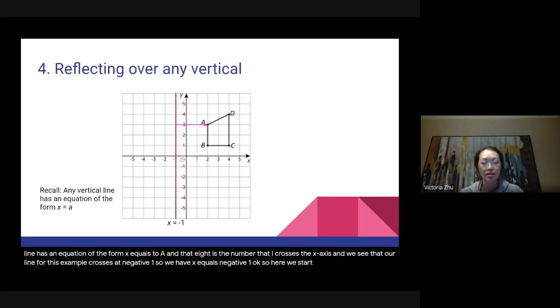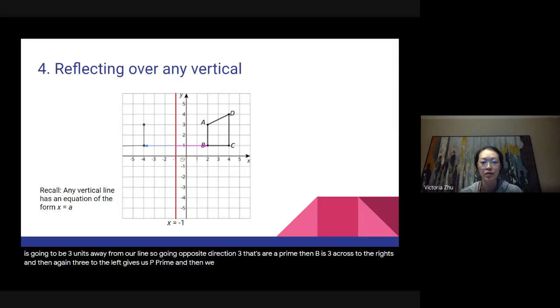Okay, so here we start the process. A, this time, is going to be 3 units away from our line. So going opposite direction, 3. That's our A prime. And then B is 3 across to the right. So then, again, 3 to the left gives us B prime.